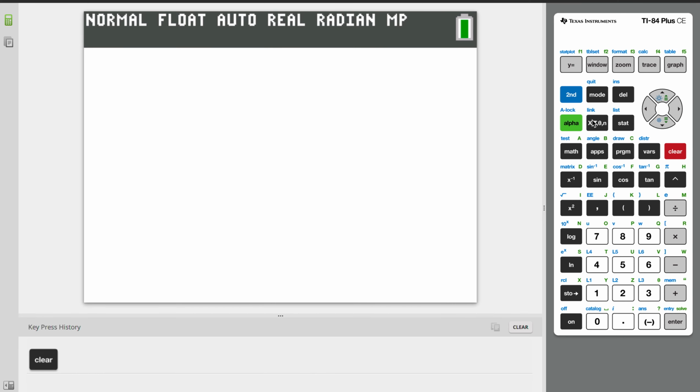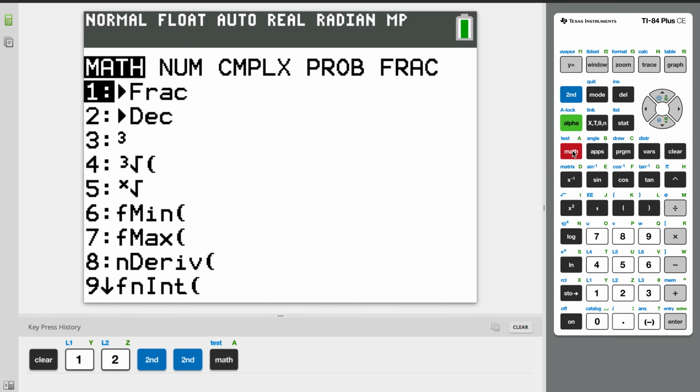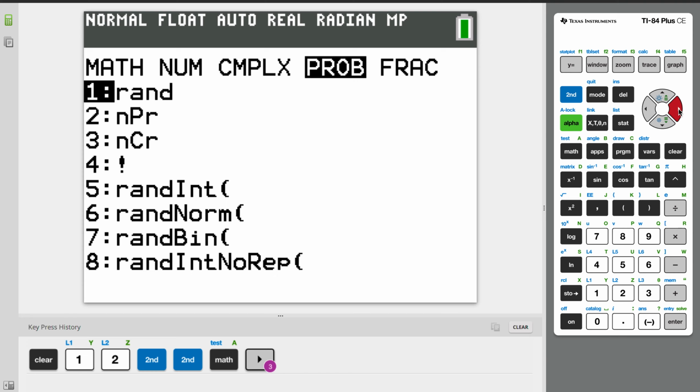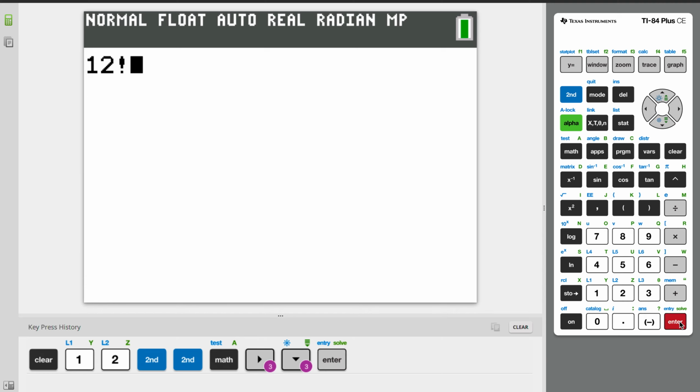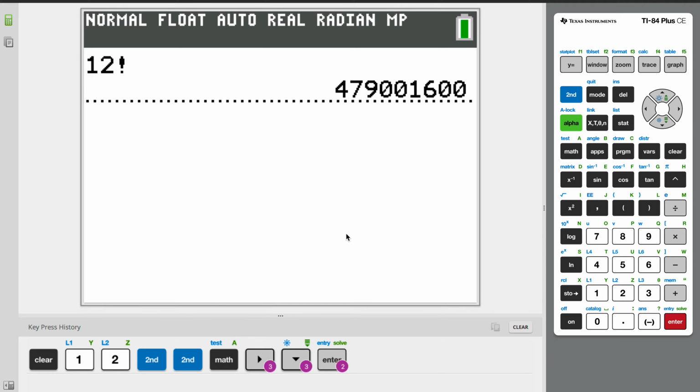You can find the factorial symbol on a normal scientific calculator, and it's going to be one of the shift buttons. But in here, I'm going to write 12, and then I'm going to go to math. Without the second, you just go to math and go all the way to probability, because combinatorics and factorials fall under probability. You click this option, press enter, and that's the number we got.